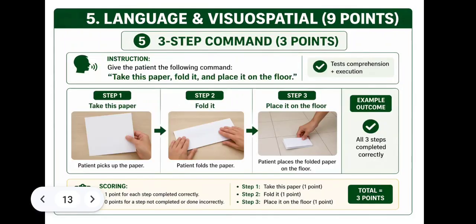And the fifth point in examination of language and visuospatial skills is the three-step command. The patient is given a three-step command and asked to do it. For example, the patient is asked to take a paper from the table, fold it, and keep it on the table or in a pocket. If he is able to perform all three steps, then 3 points will be given to him.